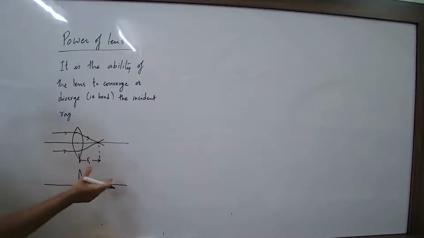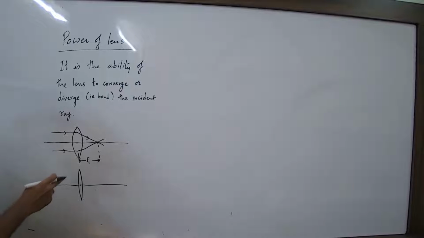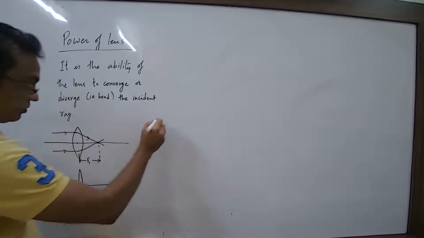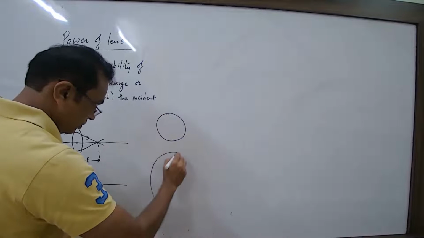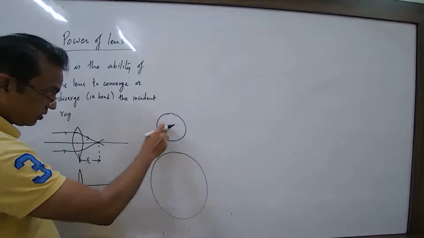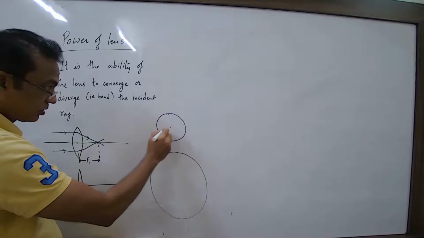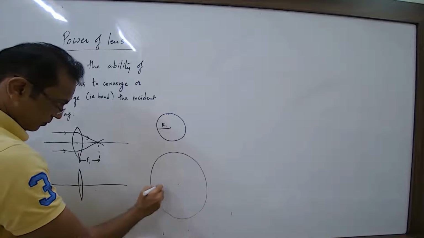Focal length is half the radius of curvature. Whose radius is bigger, this lens or that lens? That one. Radius bigger. Whose surface is more curved, this or this? That one. This is more curved. So the more curved surface has a shorter radius, right?